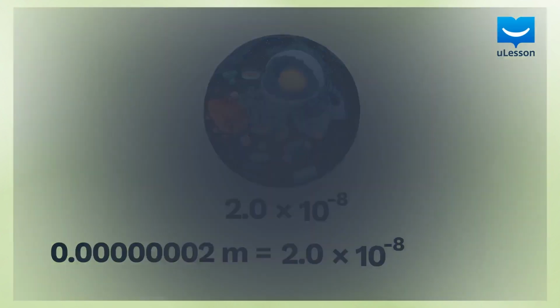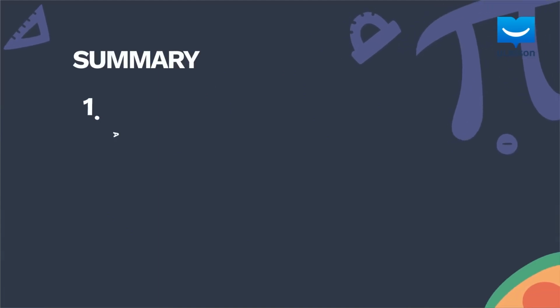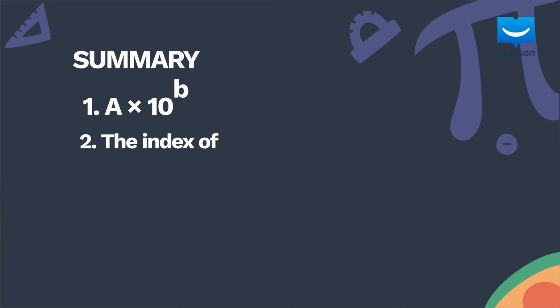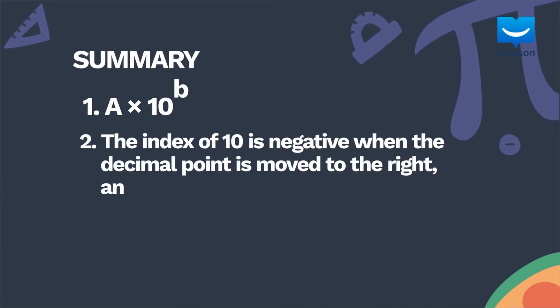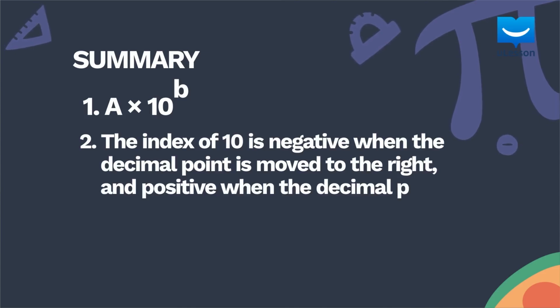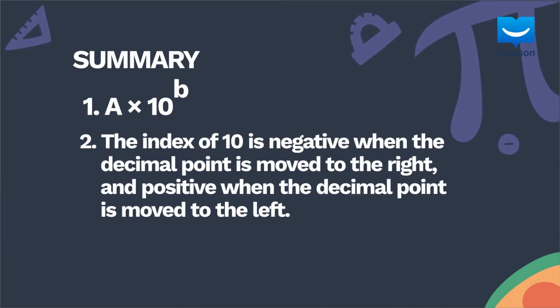In summary, the standard form is A times 10 raised to the power B. Also, the index of 10 is negative when the decimal point is moved to the right, and positive when the decimal point is moved to the left.